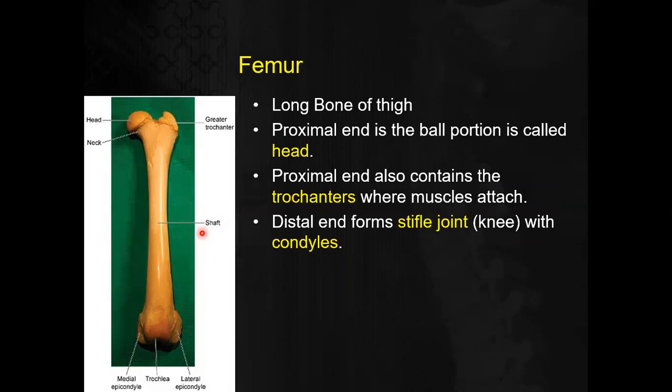Now, the big difference from our humerus, where they were called what? Tubercles. On our femur, they're called trochanters, or trochanters, depending on who taught you. My professor called them trochanters. And you have your greater and lesser. And these are just doorstops.